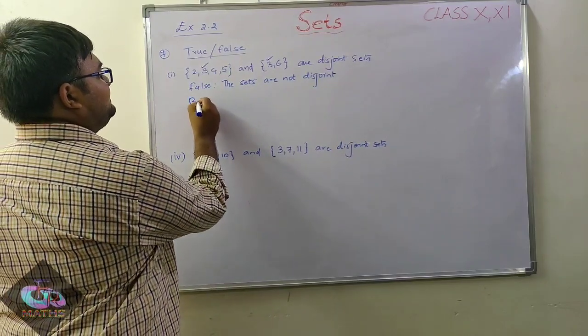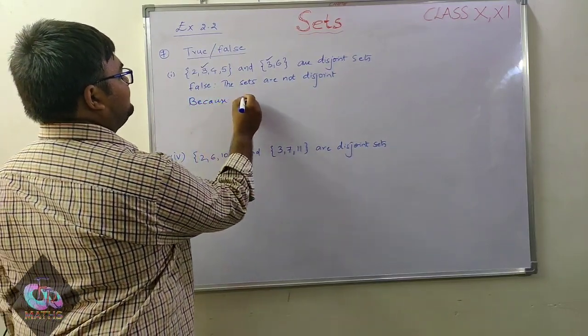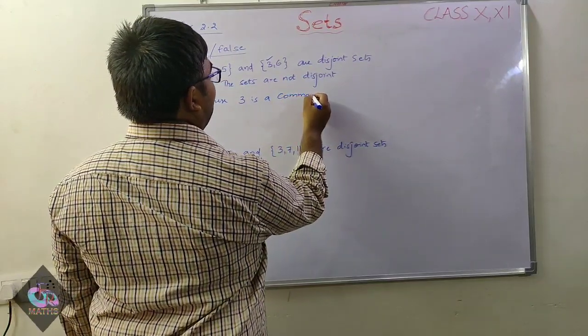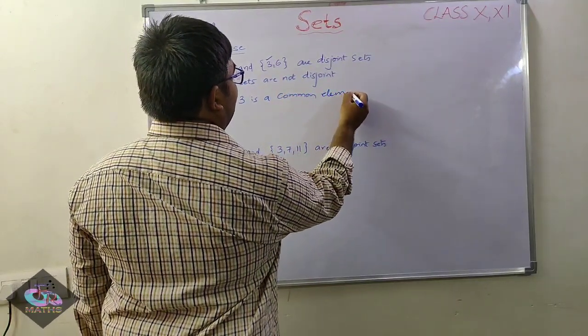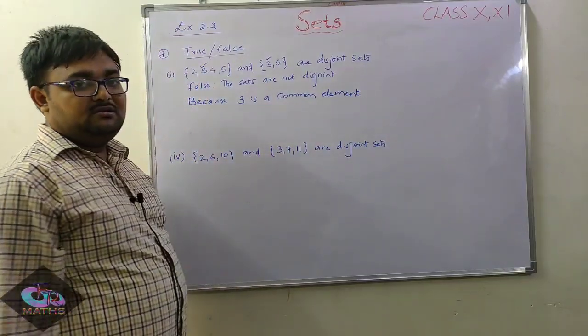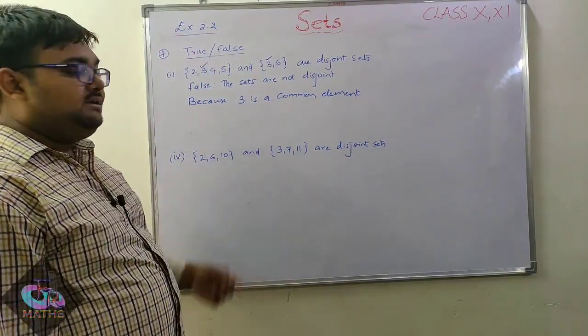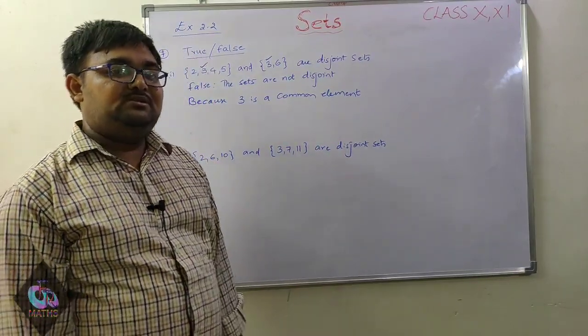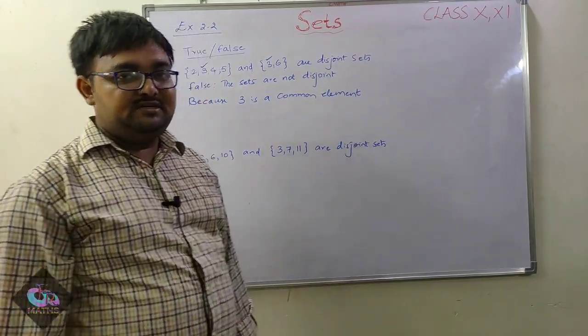What is the reason? Because 3 is a common element. Next, coming to question number 3 and question number 2, you try to solve them.